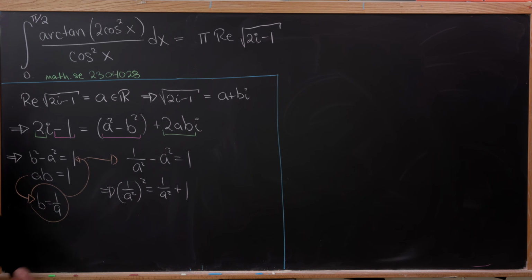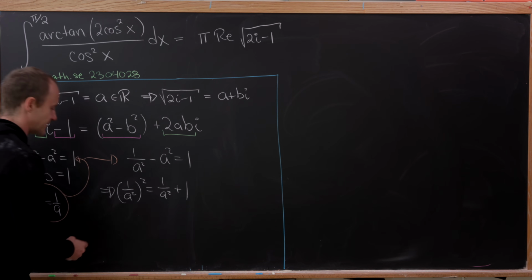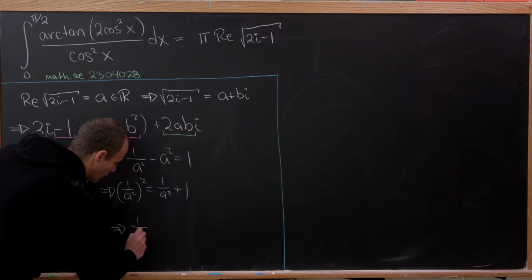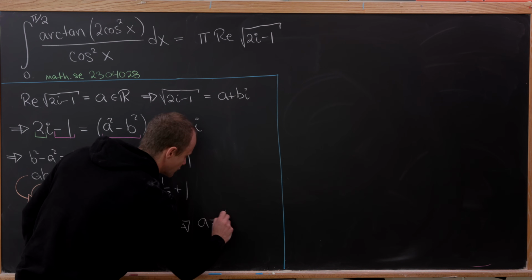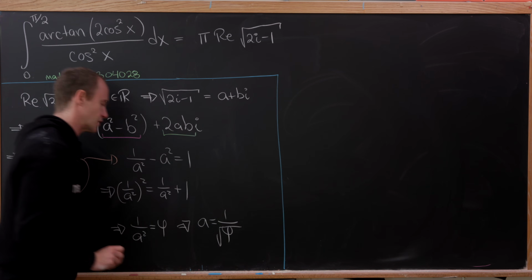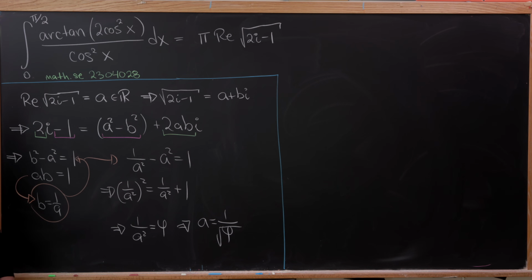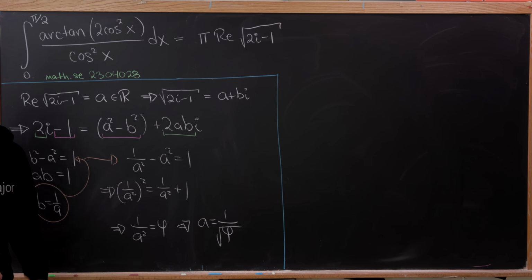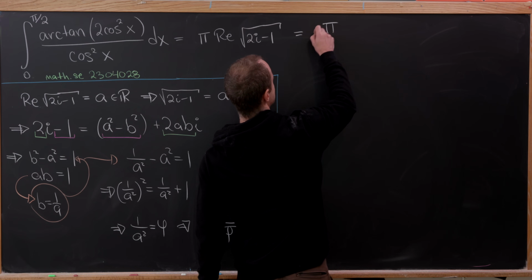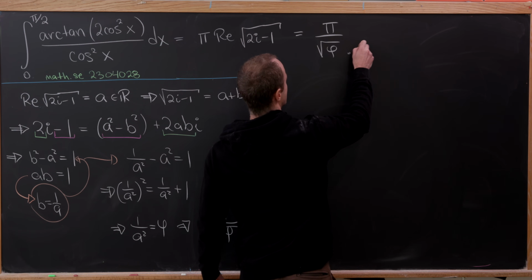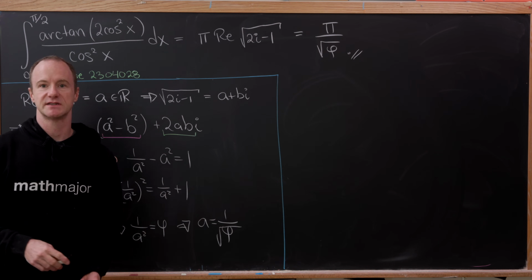But let's notice that that means that 1 over a squared satisfies exactly the rules that define the golden ratio, meaning that 1 over a squared is equal to the golden ratio, but that means that a is equal to 1 over the square root of the golden ratio, just solving for a. But a was the real part of the number that we're looking for. So that means we can replace this real part of root 2i minus 1 with 1 over the square root of the golden ratio, giving us our final answer of pi over the square root of the golden ratio. And that's a good place to stop.